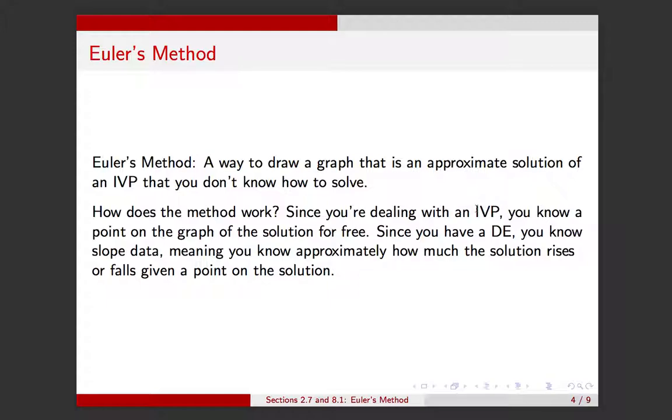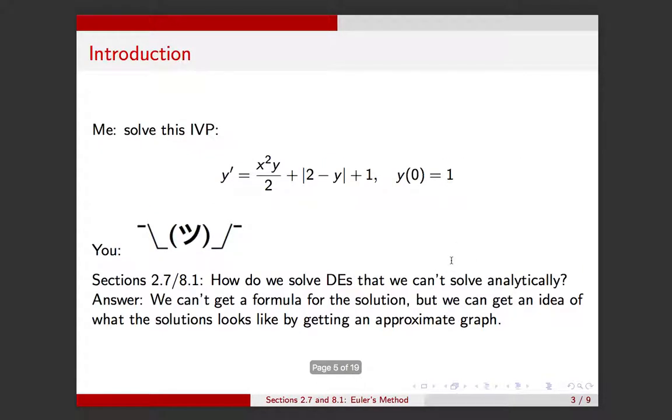So the initial value part of the IVP gives you a single point on the graph. Since you have a differential equation, though, not just that initial value, you're given slope data. And what is slope data? It lets you know approximately how much a solution rises or falls from a given point on the solution. In this initial value problem, if x is starting at 0, then y will start at 1. So (0, 1) is a point on the graph. From (0, 1), where does the graph go? Well, that's hard to say.